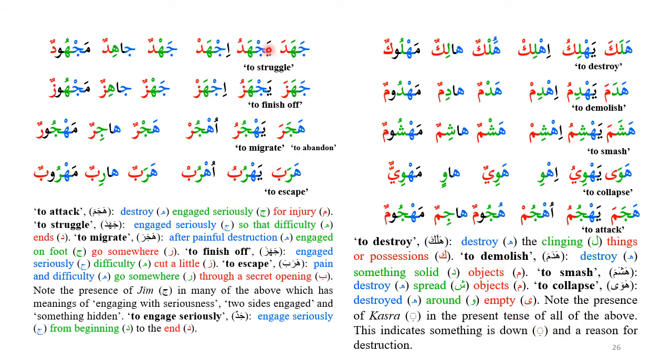And then similarly, you see many other words: jahada, to struggle, to finish up, to migrate, to escape. And the ha is on the second root letter. See, and then if the ha is on the first root letter, that would mean a more serious thing, destroying, demolishing things. But ha on the second root letter means not so dangerous, but still you're just struggling, finishing off, and migrating like this with difficulties, but less than when the ha is the first root letter.